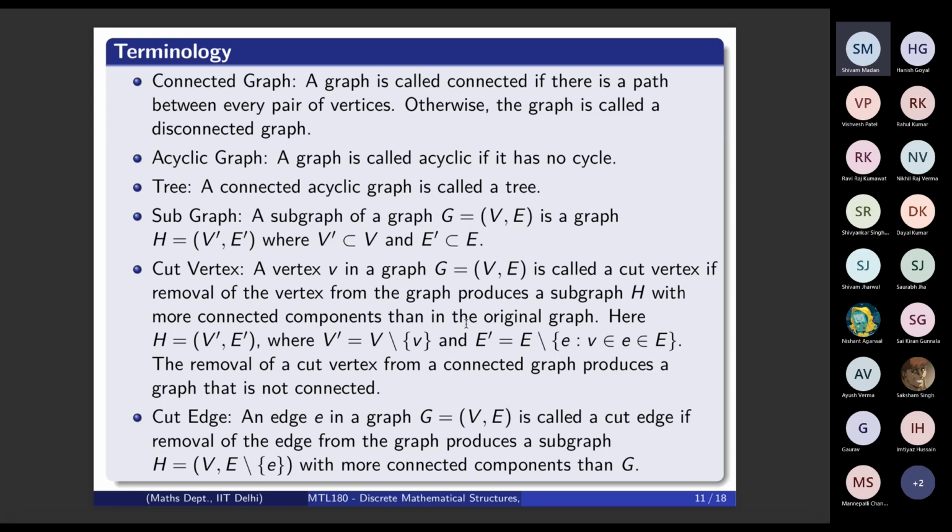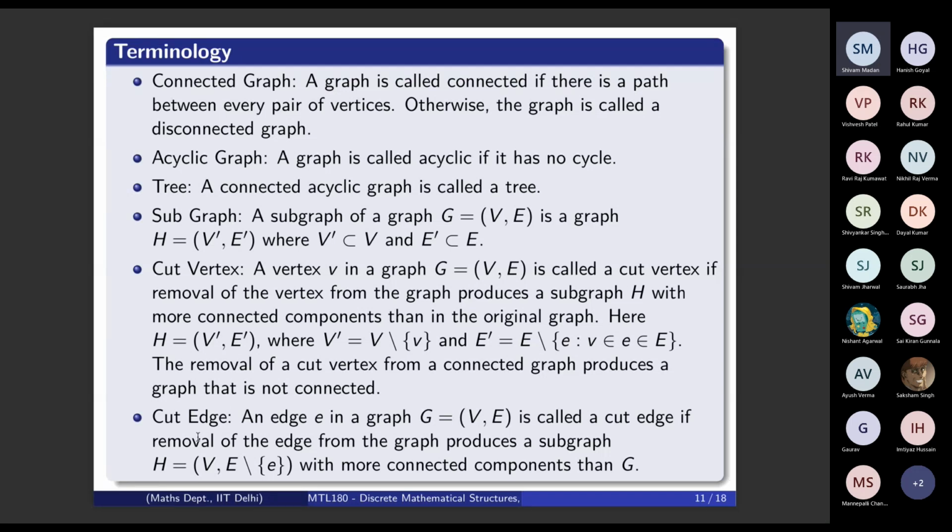Okay, for an example, if you take a connected graph and we say that v is a cut vertex of that connected graph, and we remove the vertex v and the corresponding edges, that means remove only those edges which contain v, then you will get a disconnected graph. This is called a cut vertex.